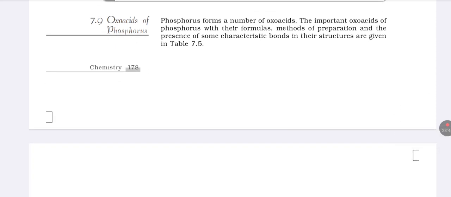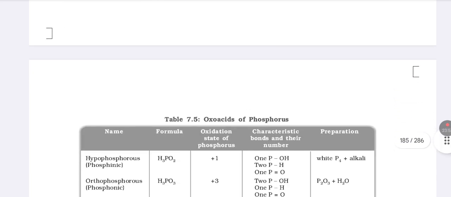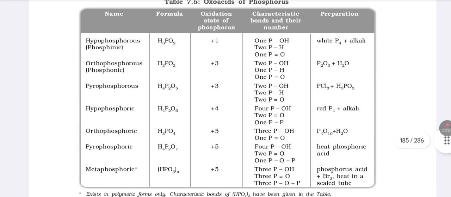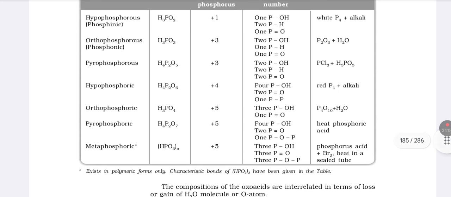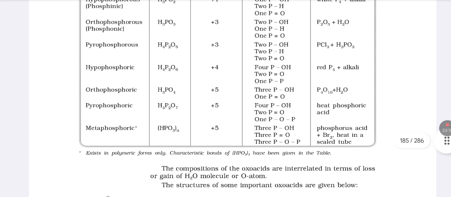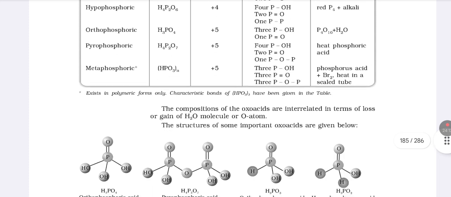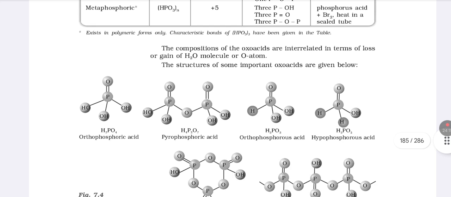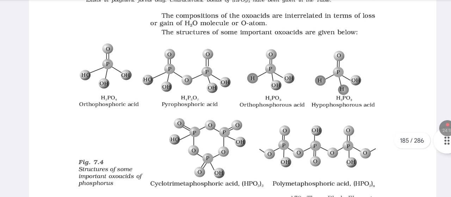Oxoacids of phosphorus. Phosphorus forms a number of oxoacids. The important oxoacids with their formula, method of preparation and presence of some characteristic bonds are given: hypophosphorous, orthophosphorous, pyrophosphorous, hypophosphoric, orthophosphoric, pyrophosphoric, metaphosphoric. The compositions of the oxoacids are interrelated in terms of loss or gain of water molecules or oxygen atoms.